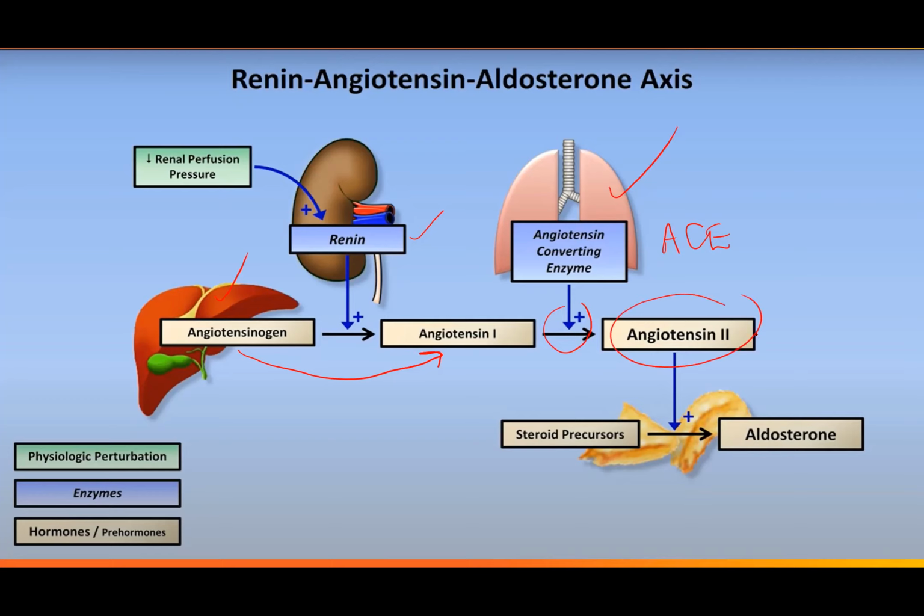All of you know this is the most vasoactive molecule. And not only does it produce hypertension, it acts on the steroid precursors in the adrenal cortex and produces aldosterone, which retains sodium and excretes potassium. Okay, this is physiological, these are enzymes, these are hormones.